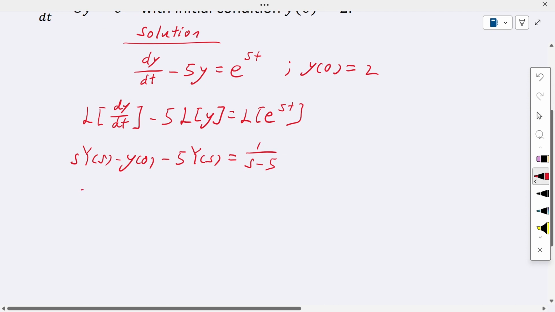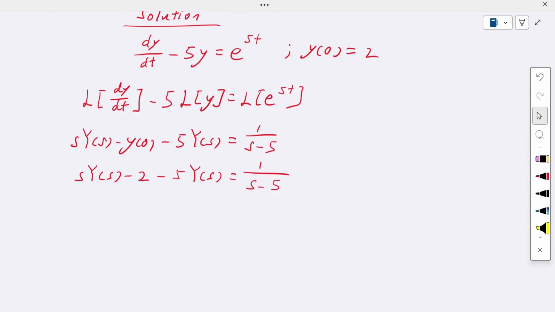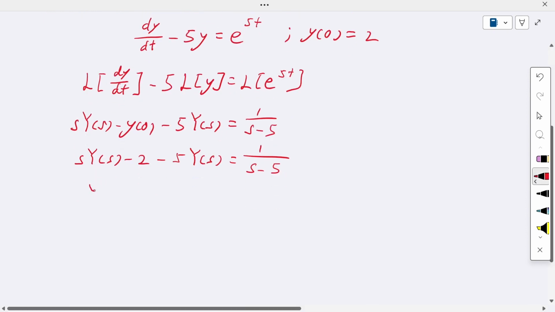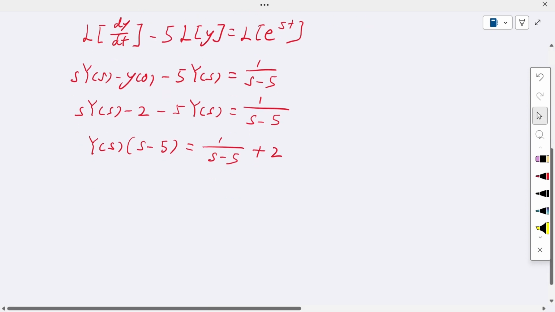So in this case, we substitute our initial conditions. So initial condition y(0) equal to 2, so minus 5 Y(x) equal to 1/(x - 5). Okay, now we can factor out Y(x). We have (x - 5) Y(x) equal to 1/(x - 5) plus 2. Okay, now we shift this (x - 5) to the right hand side.